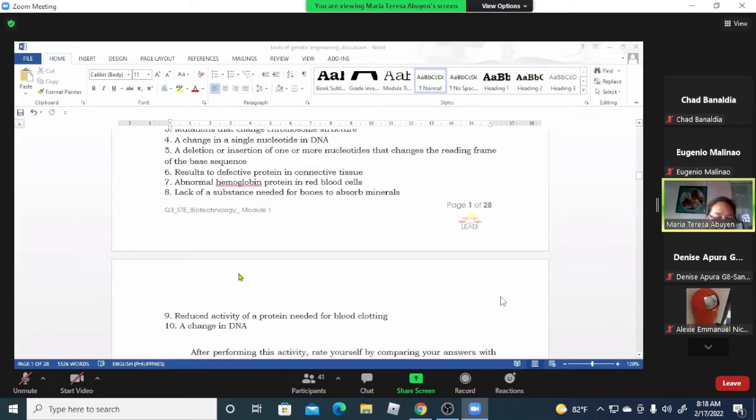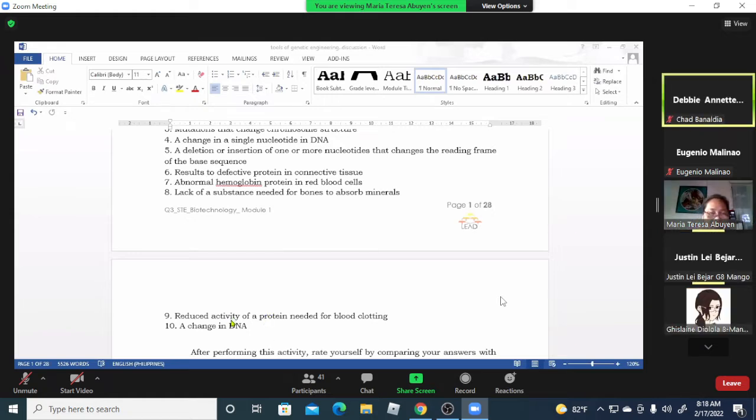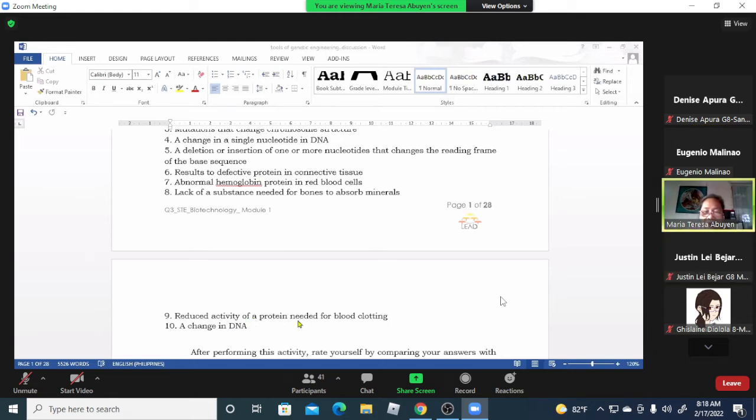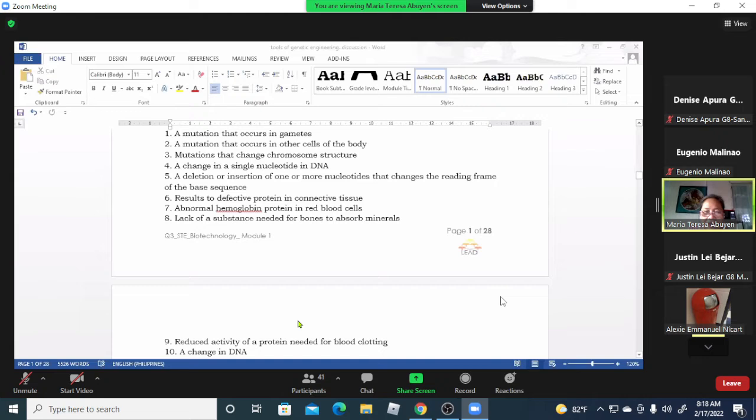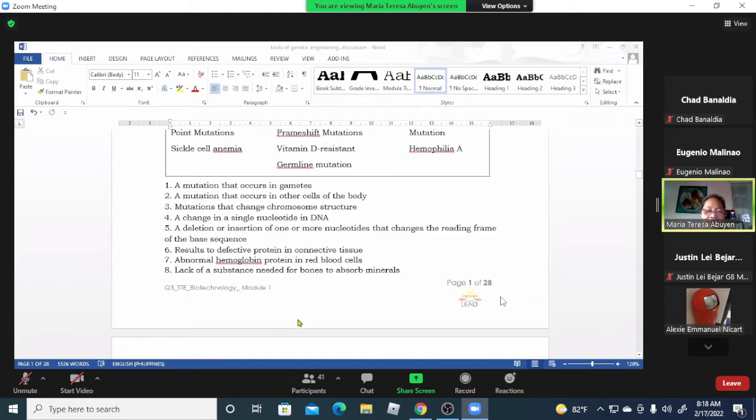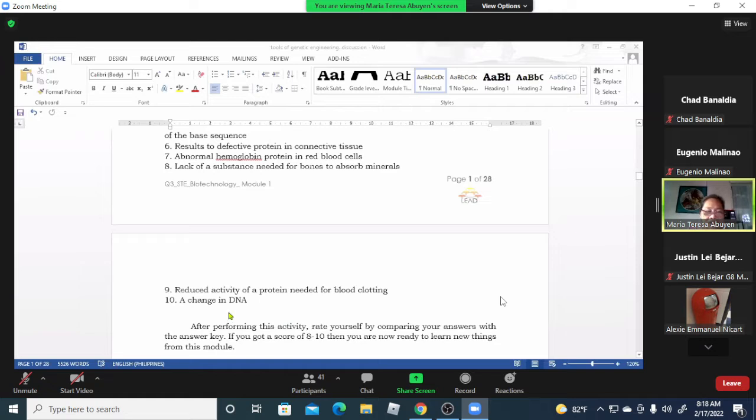We still have number 9 and 10. Reduced activity of a protein needed for blood clotting, which is connected to number 7. Hemophilia. Hemophilia, very good. A change in DNA? Mutation.